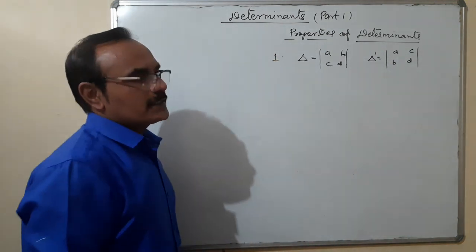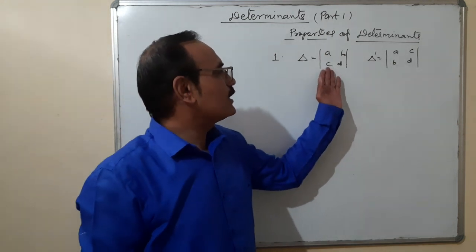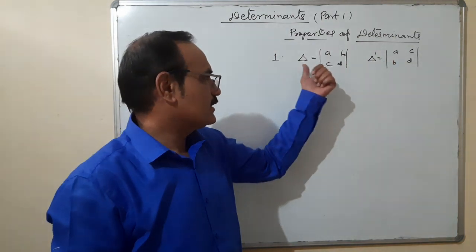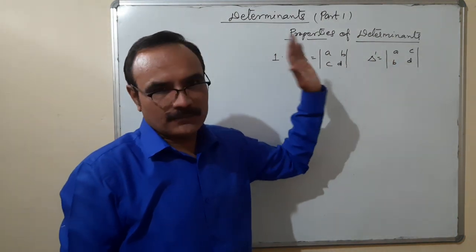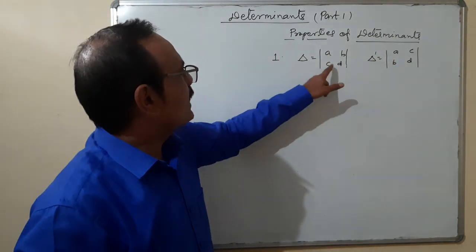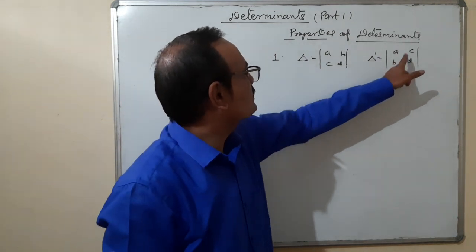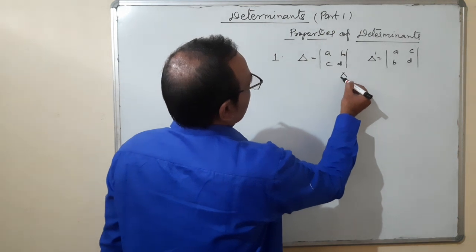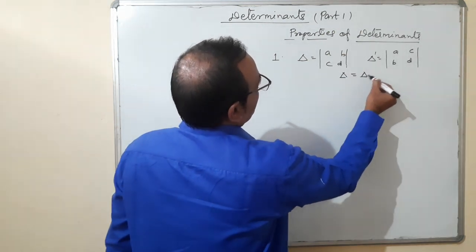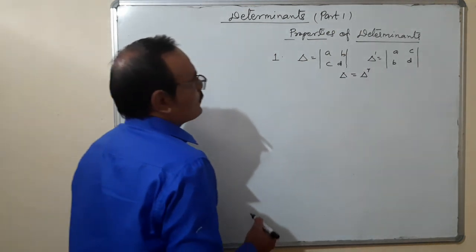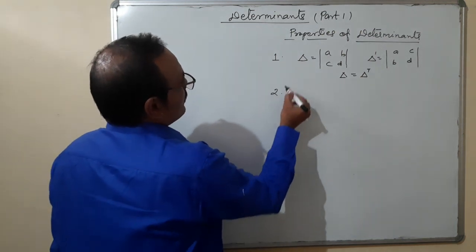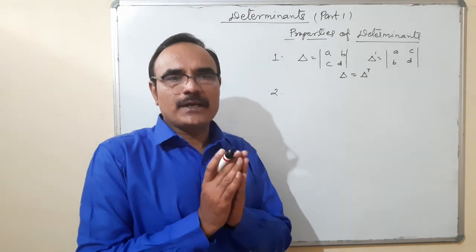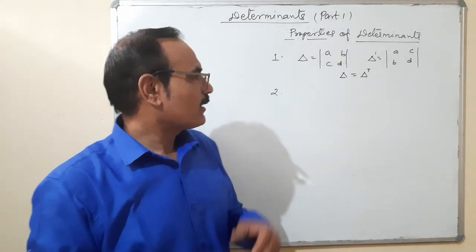Okay, so in this case, all the rows are converted into the columns, and the value of the determinant remains unchanged. That means both the values are the same. Like AD minus BC, it is AD minus BC. There's no change. So what should I write here? Determinant delta is equal to delta transpose. Property number 1. Will you remember it? If all the rows are converted into the columns, then the value of the determinant is unchanged.